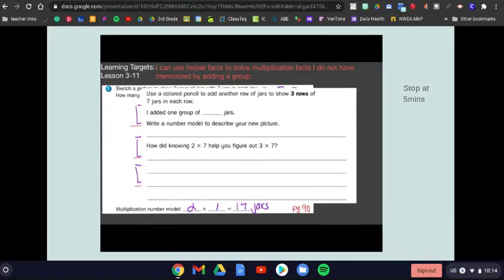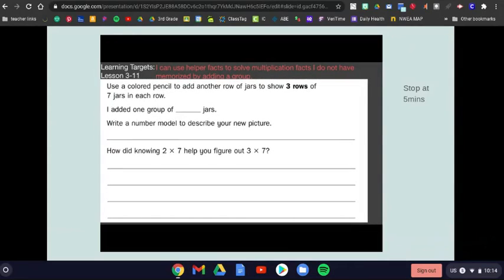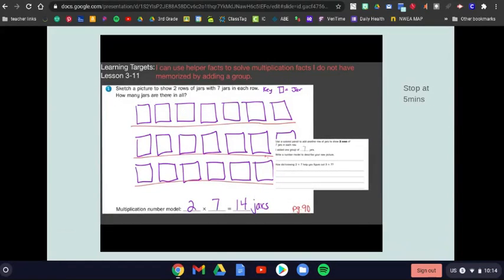It says I added one group of how many jars? And we added one group of 7 jars. So we're going to write a number model to describe our new picture, which will look something like this. So we've had 2 times 7, as you can see here. 2 times 7 equals 14.